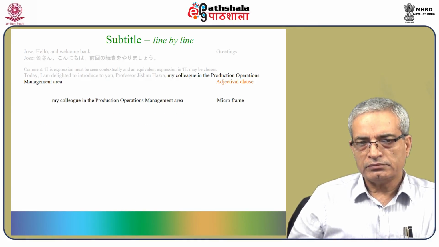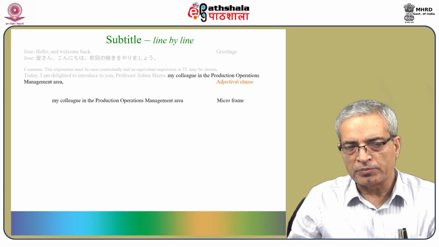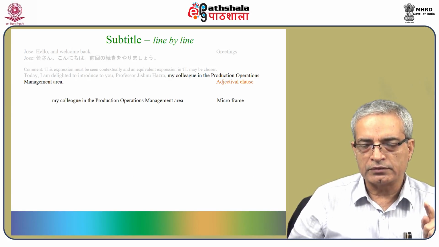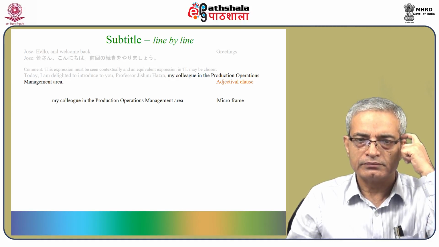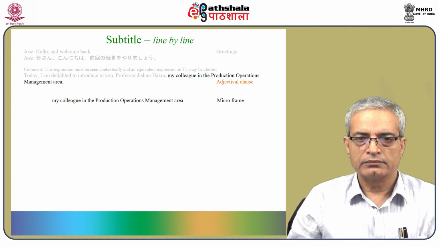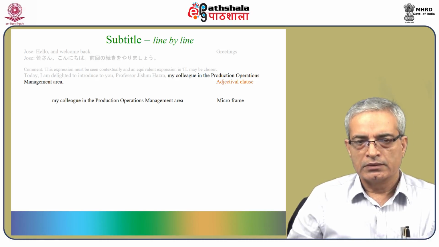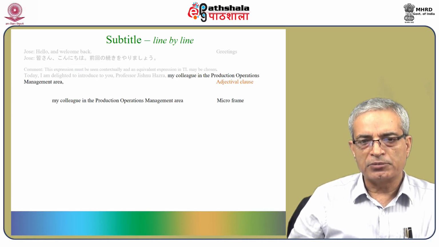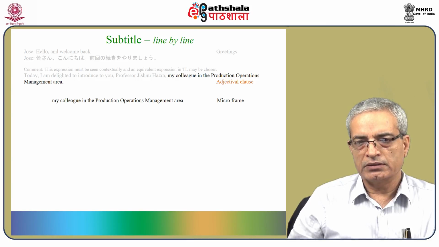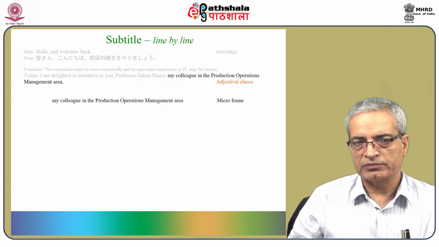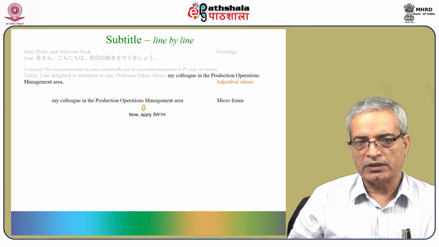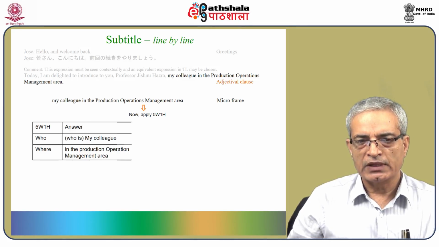Now here it's too small print, so I have Anu here with me. Can you read please Anu the English sentence here, English part here? English part is, my colleague in the production operations management area. My colleague in the production operation management area. This is basically one frame which can be called microframe. So let's see how we get the elements through 5W1H.